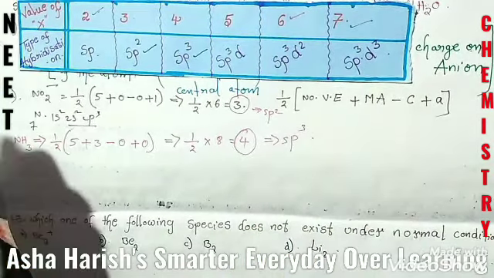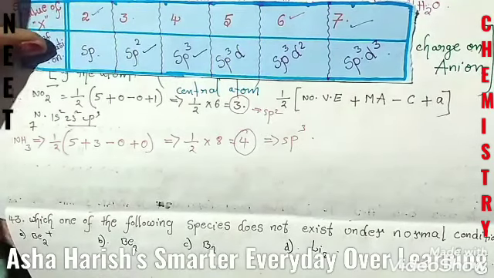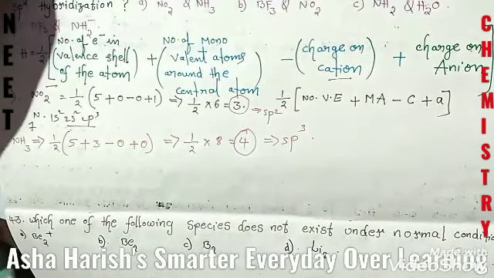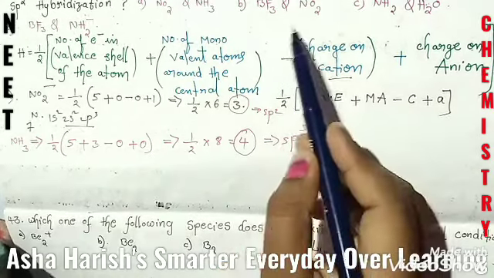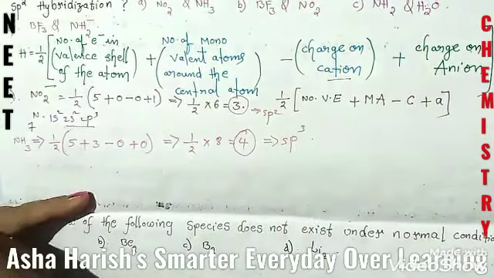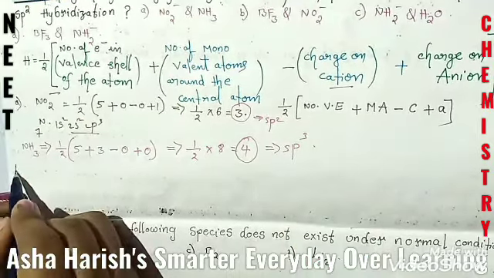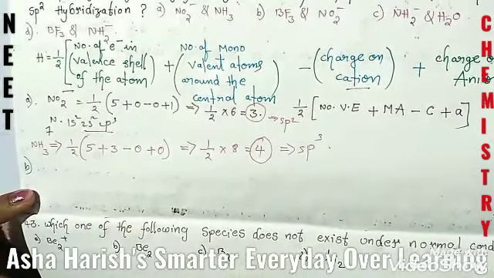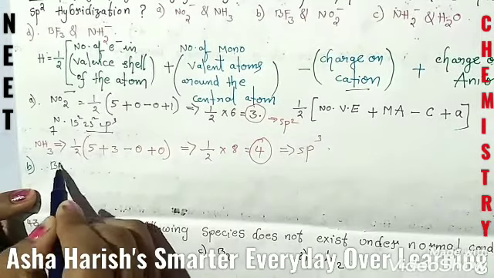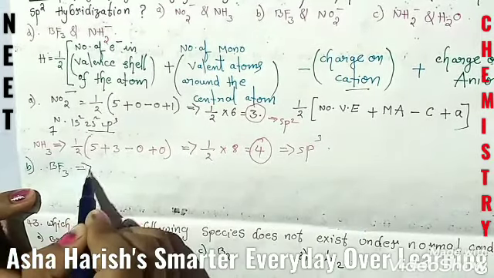Okay students, let's see what we have for the next one. The next option here, option B, BF3 and NO2 minus. For this also we should do it here. BF3. Here the central atom is boron.